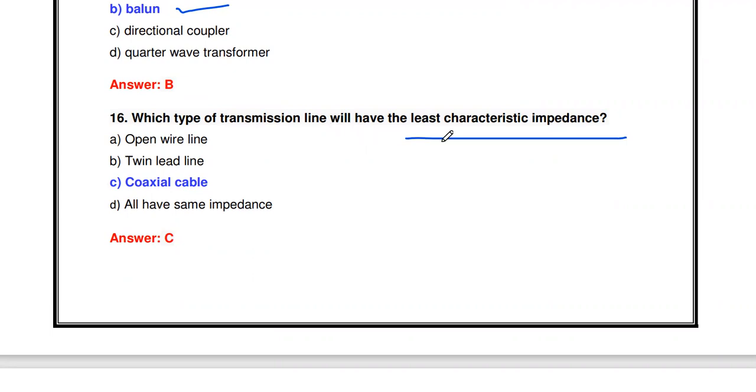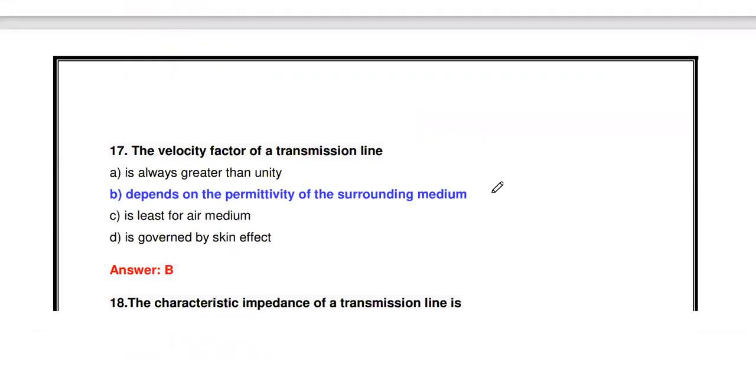Then which type of transmission line will have the least characteristic impedance? Is that not coaxial cable? The coaxial cable has the very least characteristic impedance.